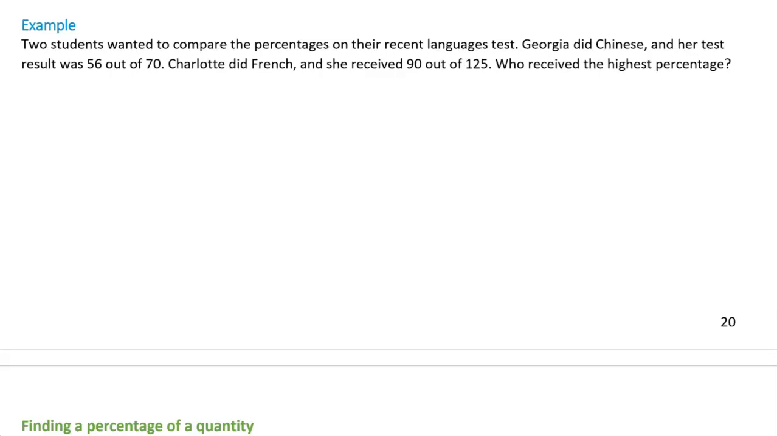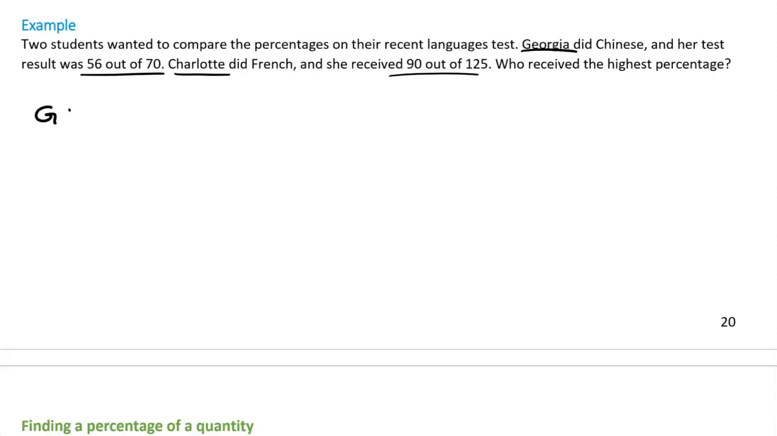Okay, we have 2 students who want to compare their percentages on a recent languages test. Georgia did Chinese, and her test result was 56 out of 70. Charlotte did French, and she received 90 out of 125. So they're trying to figure out who received the highest percentage. Remember though, your test results are always private. You don't need to share it with anyone. This is a worked example, and I'm sure Georgia and Charlotte don't mind.